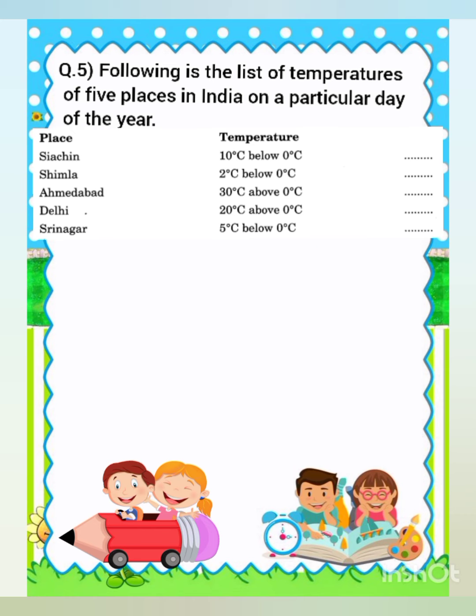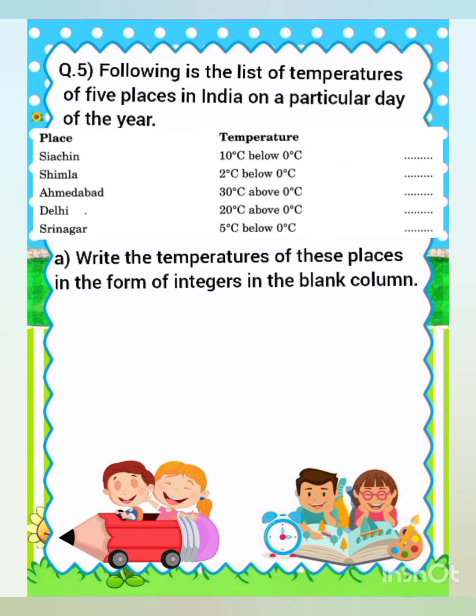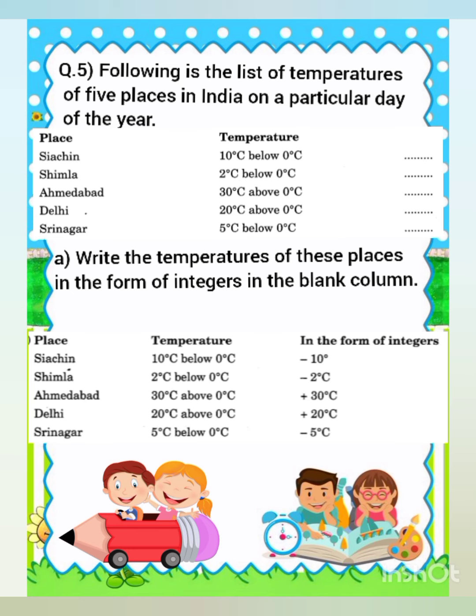My dear students, as you know, below means negative and above means positive. For below we will write minus 10 degree, minus 2 degree and minus 5 degree. And for above we will write plus 30 degrees Celsius and plus 20 degrees Celsius like this. Is that clear? So here, question A: write the temperatures of these places in the form of integers in the blank column.